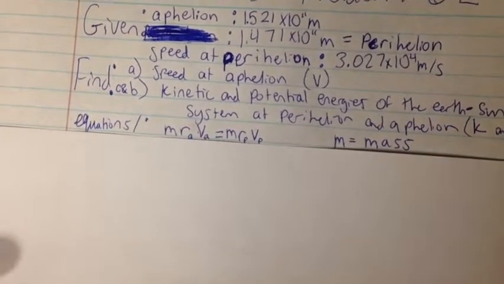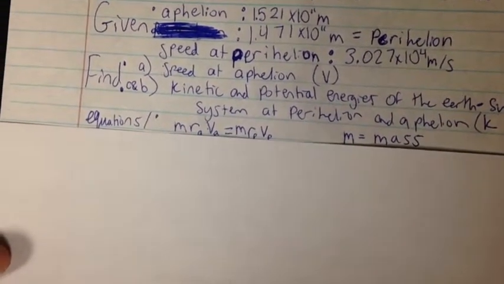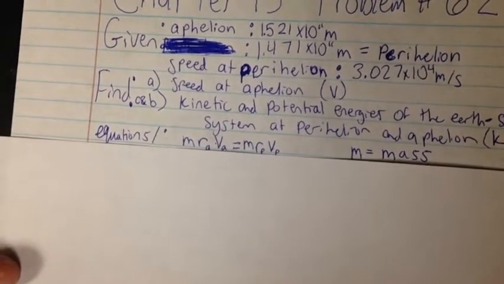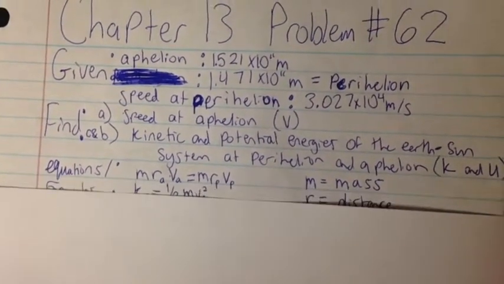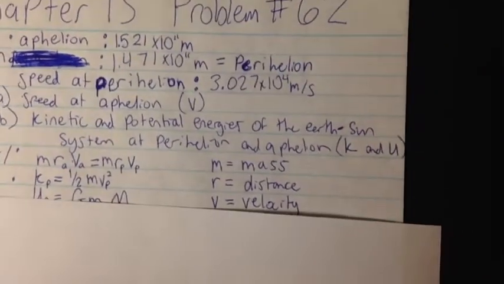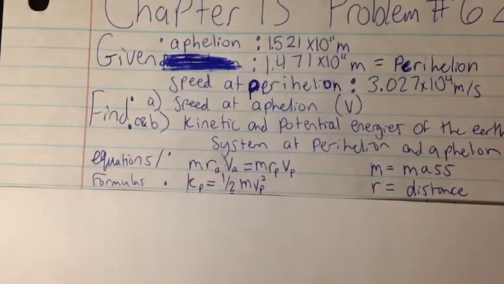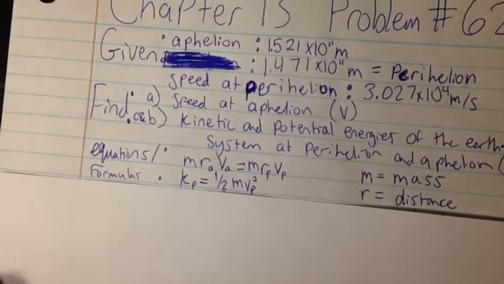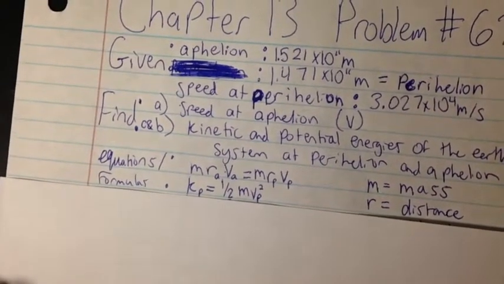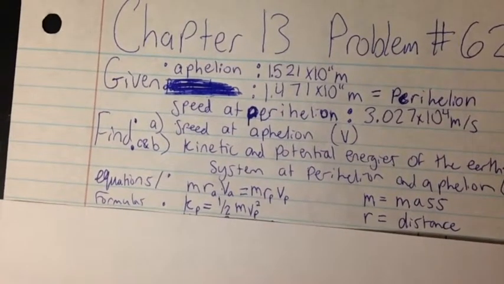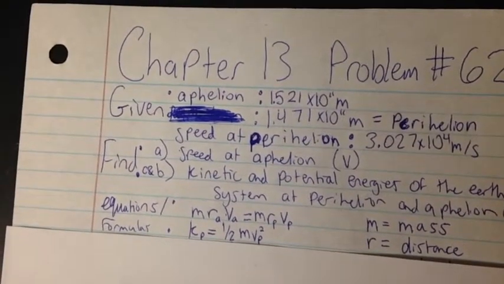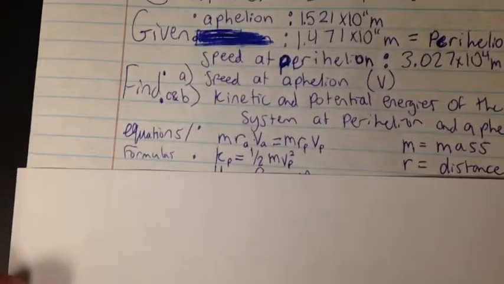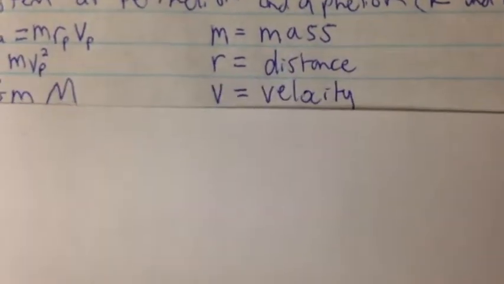So, our equation for finding the velocity is m times r times v is equal to m times r times v. M is mass, r is distance, v is velocity. Our next equation is K, or kinetic energy, is equal to 1/2 mv squared. The P is perihelion, but the same equation is used for aphelion. K is kinetic energy, m is mass, and v is velocity.